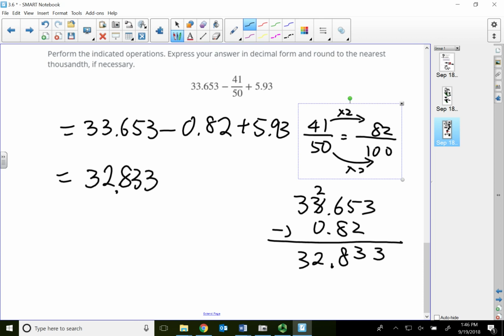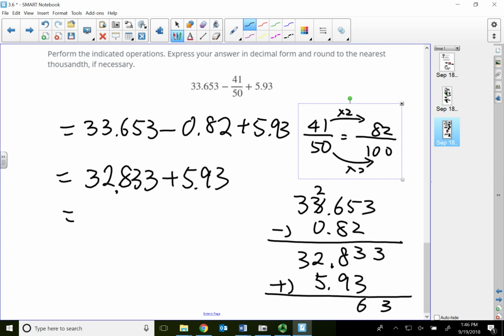All right, plus 5.93. Let's line them up, 5.93. So let's add them. That's 3, 6, 17. That's 8, 3. So 8.763. All right, round to the nearest thousandth. So that's 3. The digit behind the 3 is a 0, so the 3 stays the same.